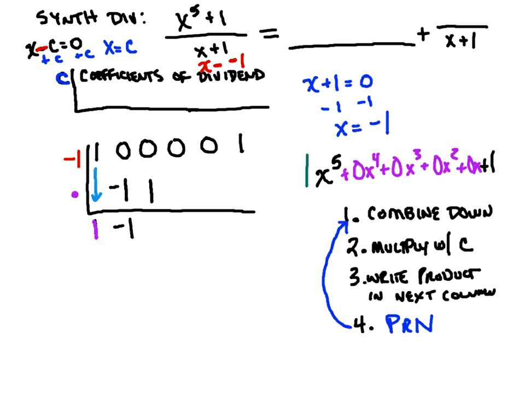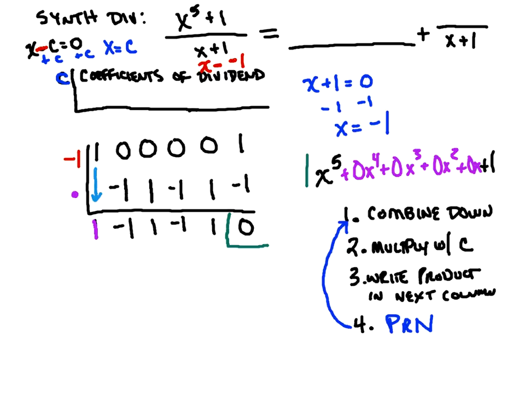Okay, so I'm ready to start back over. Combine down. 0 and 1 make 1. Multiply with c. Negative 1 times 1 is negative 1. Combine down. Negative 1. Negative 1 times negative 1 is 1. Combine down. Negative 1 times negative 1 is negative 1. Combine down, and then you'll always want to draw a little box around the last number. The number that shows up at the very end in the little box is your remainder.